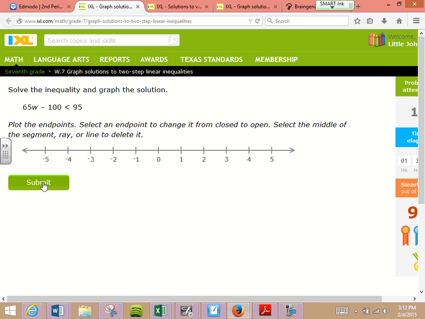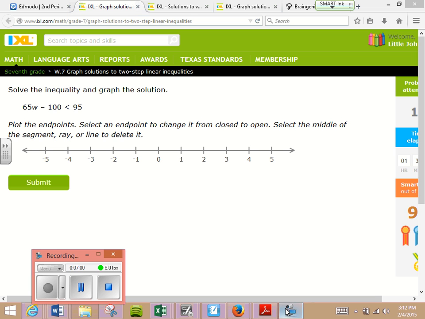Who's next? Excellent. What did you get? Less than or equal to? Less than 3? All right, let's try it. You got 100 on both sides. That goes away. 65W is less than 195. I'm assuming when you divide by 65, you do get 3, right? So that will be right.